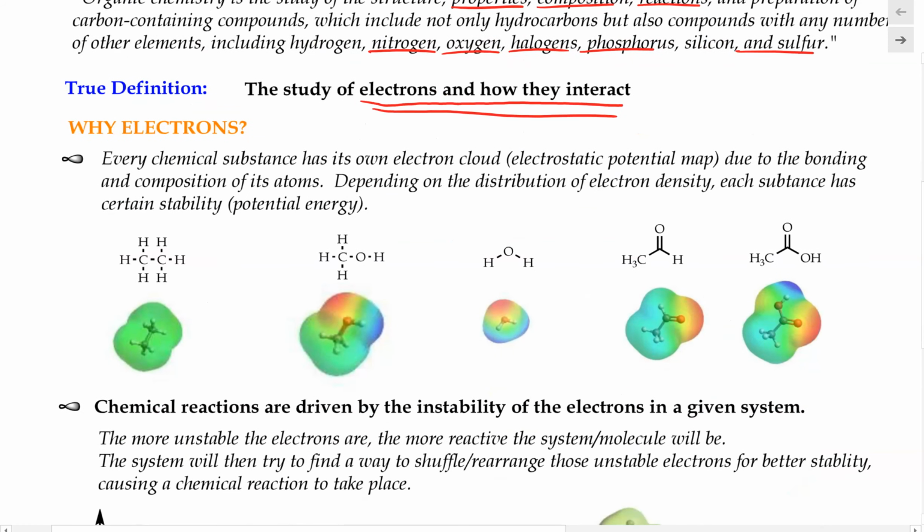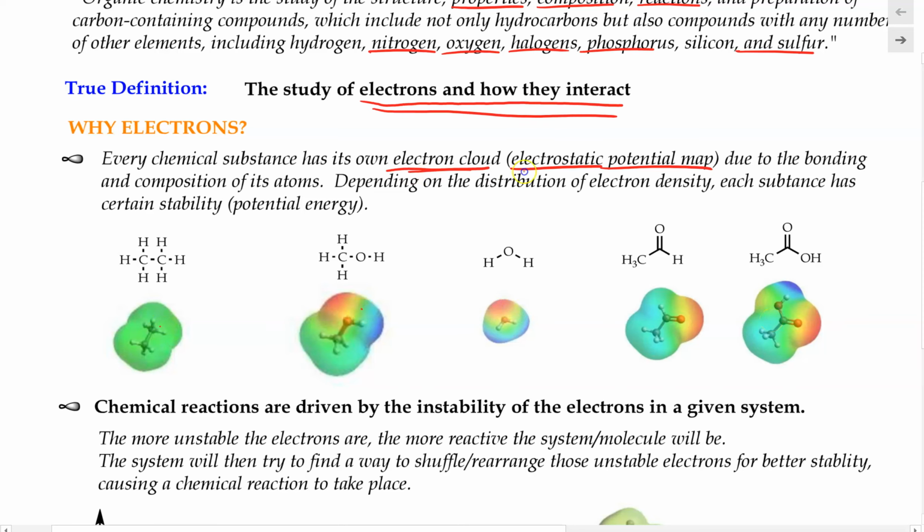Now, why electrons? Why is organic chemistry the study of electrons? Here are the reasons why. First, every chemical substance has its own electron cloud, and the electron cloud can be further described by something we call the electrostatic potential map. And these are examples of the electrostatic potential map right here of these different substances.